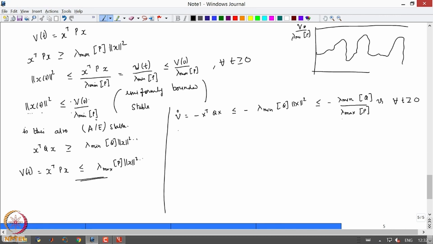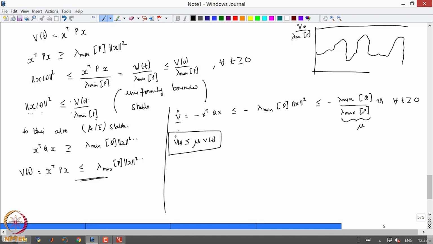So, this will be a number. The minimum eigenvalue of Q is known, and the maximum eigenvalue of P is known. Let me call this mu. So, I have V dot less than or equal to some number mu times V of t. Now I have a differential equation in V which looks like this: V dot of t is less than or equal to mu V of t.